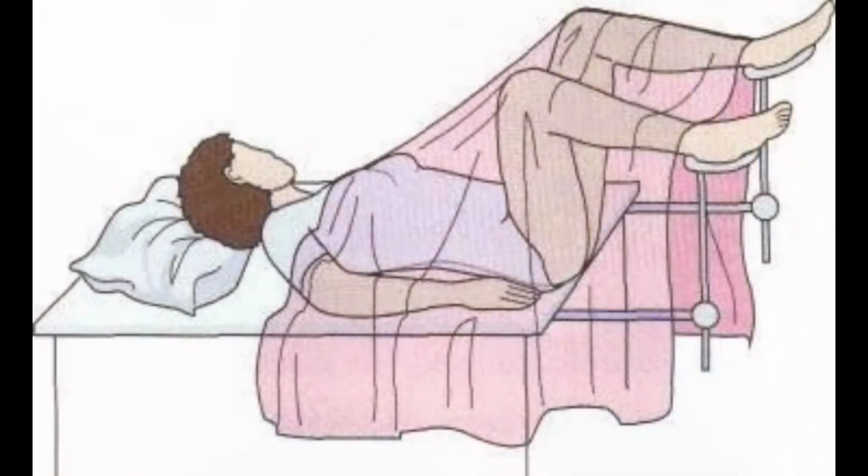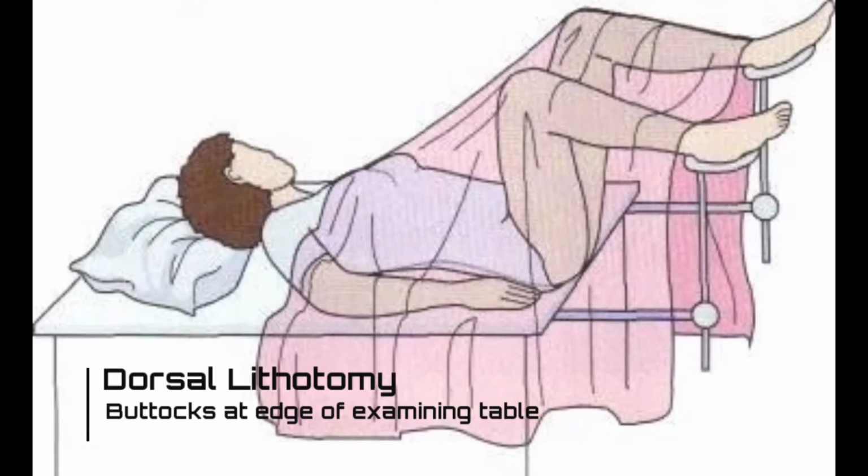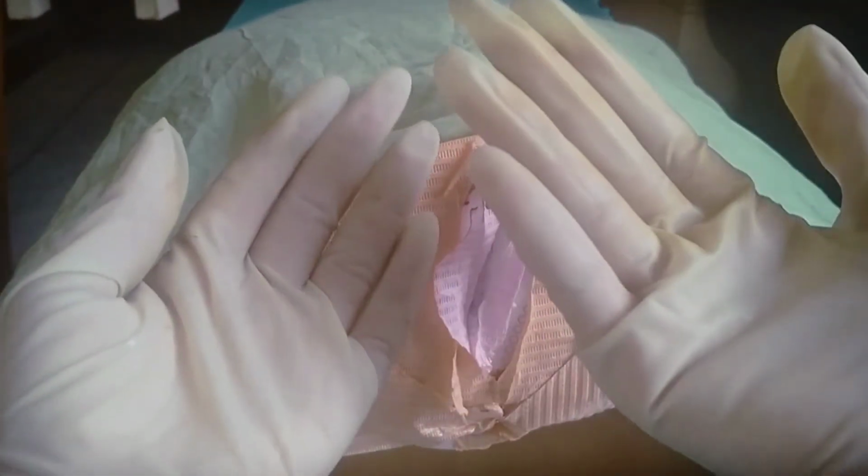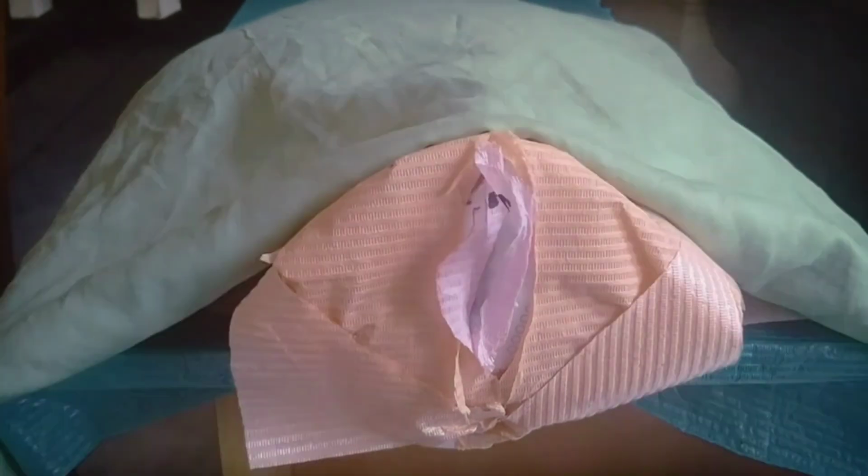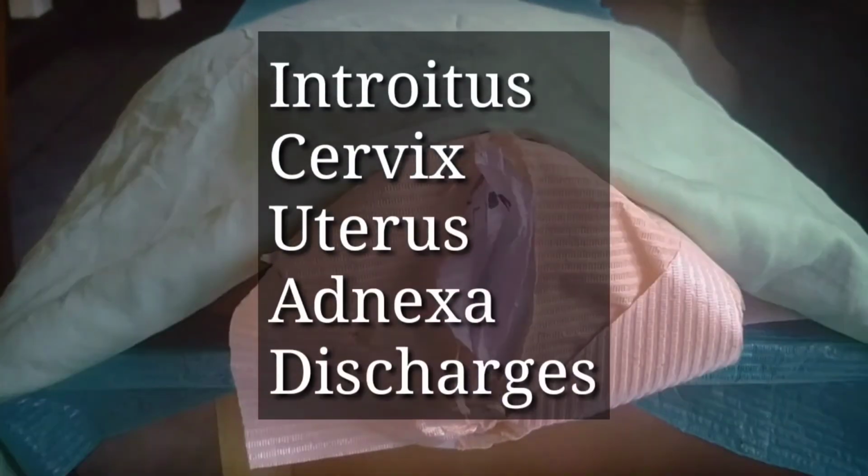Position should be dorsal lithotomy with the buttocks at the edge of the examining table. Make sure the patient has voided before starting. Observe asepsis by putting on gloves. Remember the mnemonic IECAD in performing the procedure.